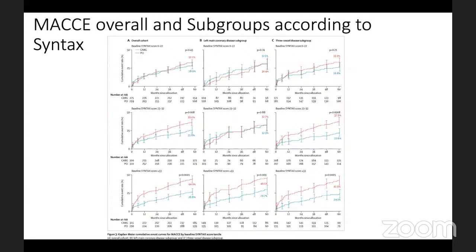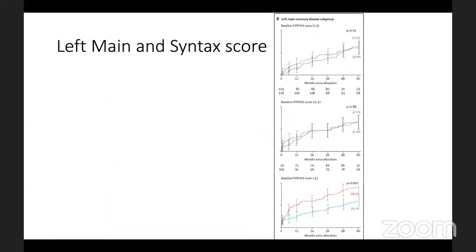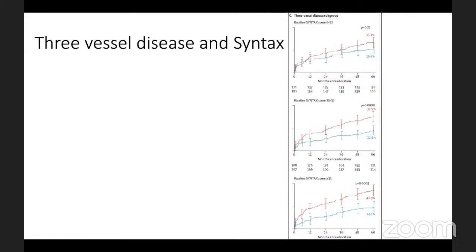This is a further sub-analysis. In the study, they looked exclusively at those patients who had left main disease and examined their outcomes according to syntax score. They found that in those with left main disease and a high syntax score, the MACE was significantly higher in PCI compared to bypass. However, it did not significantly change the difference between the groups in the intermediate and low syntax score with left main disease. With 3-vessel disease, according to the syntax scores, they found that intermediate and high syntax scores had superiority with coronary bypass surgery compared to PCI, but not at low syntax score. This is just a sub-analysis group from the main trial.